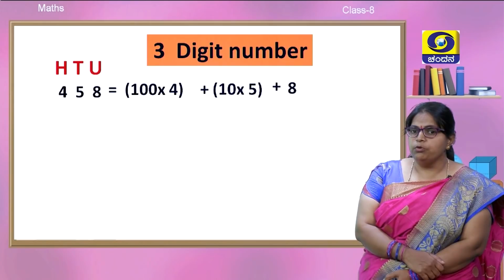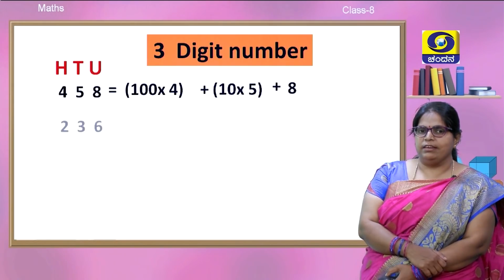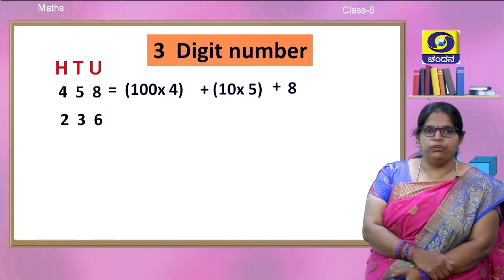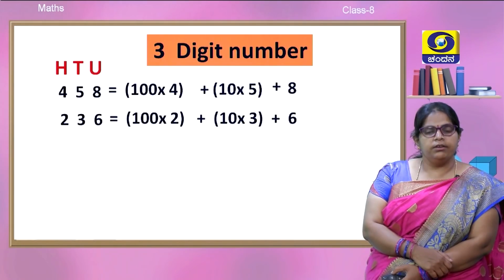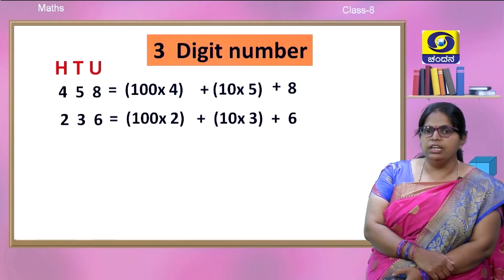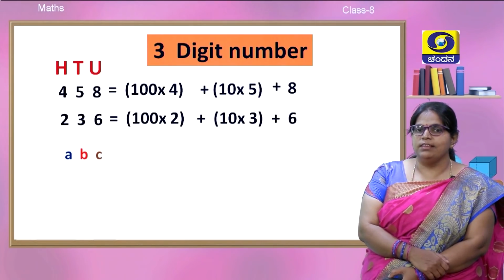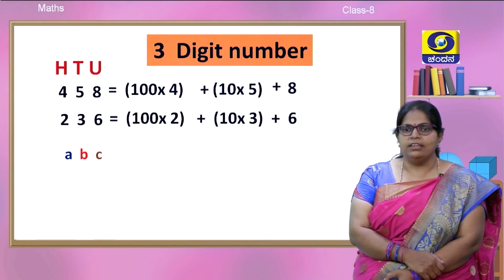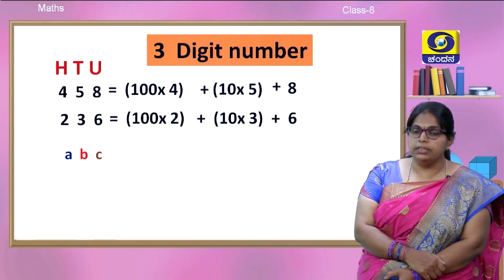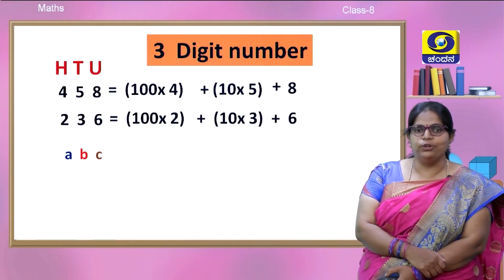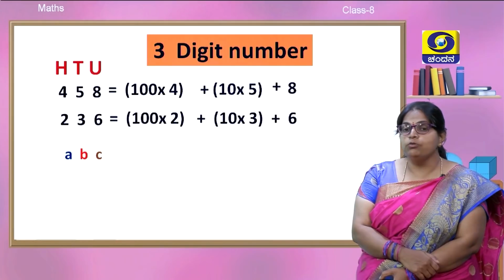I will give you one more number. Just expand. Very good. You are right. 236 is equal to 100 into 2 plus 10 into 3 plus 6. Look at this number ABC. Yes, you guessed it right. This is the general form of 3-digit number. And here also it is not equal to A into B into C.